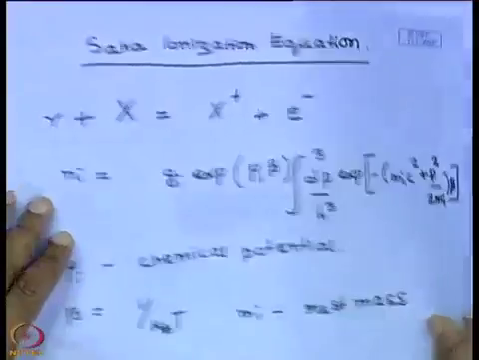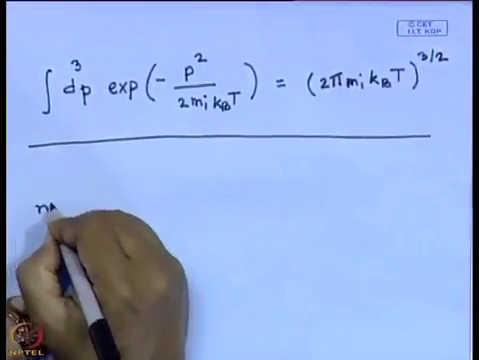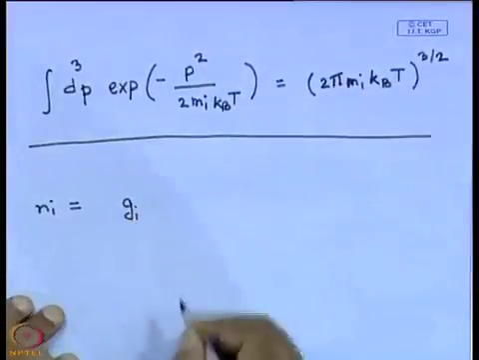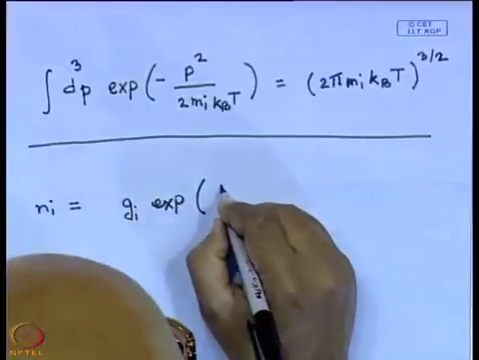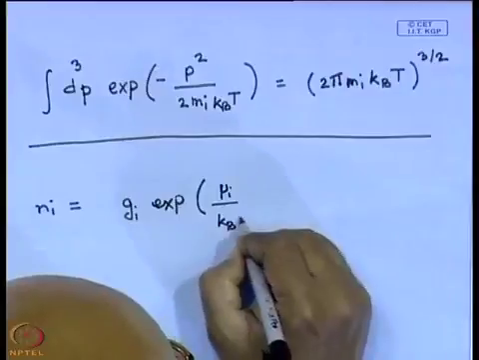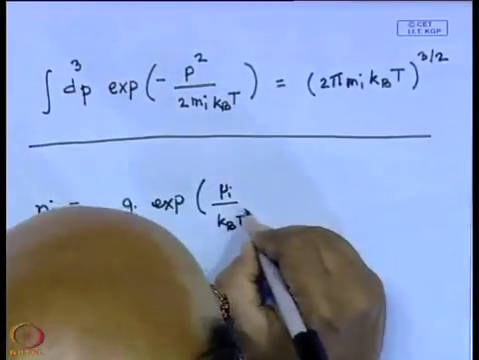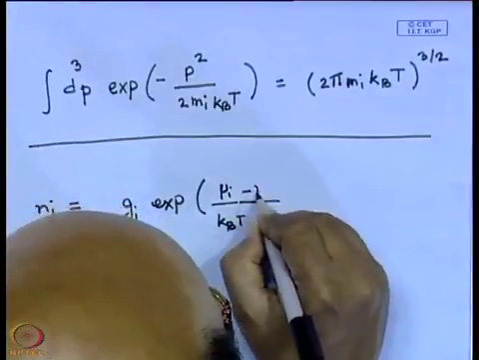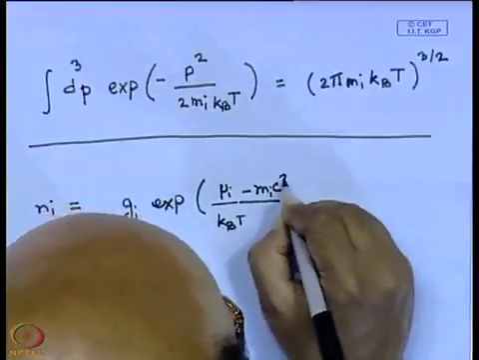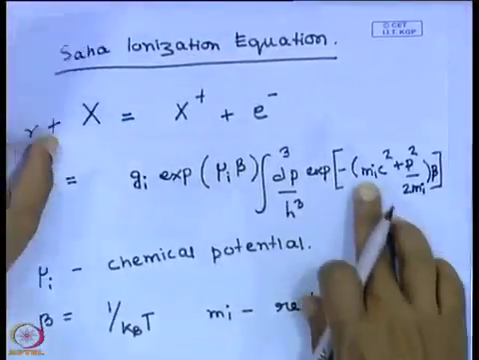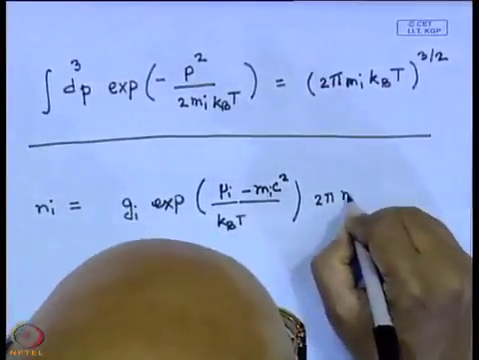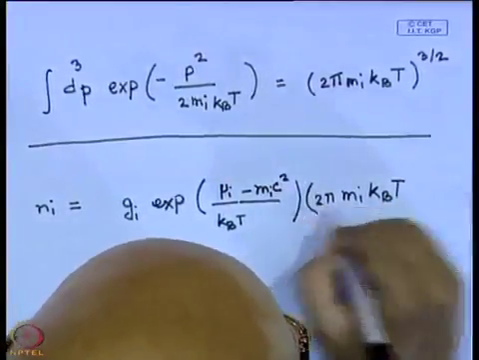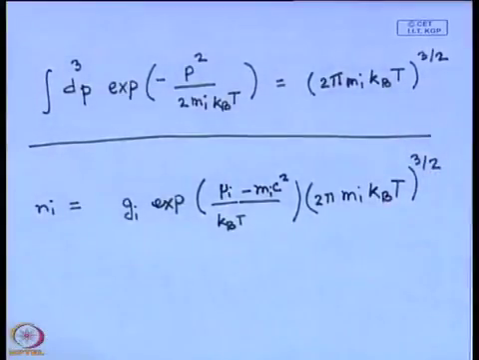So, we can just straight away substitute that here, and we get the number density of any of these species to be g_i exponential of mu_i by k_B T, exponential of minus m_i c squared, where I have taken this factor outside, and then we have this factor over here, which is (2 pi m_i k_B T) to the power 3 by 2.